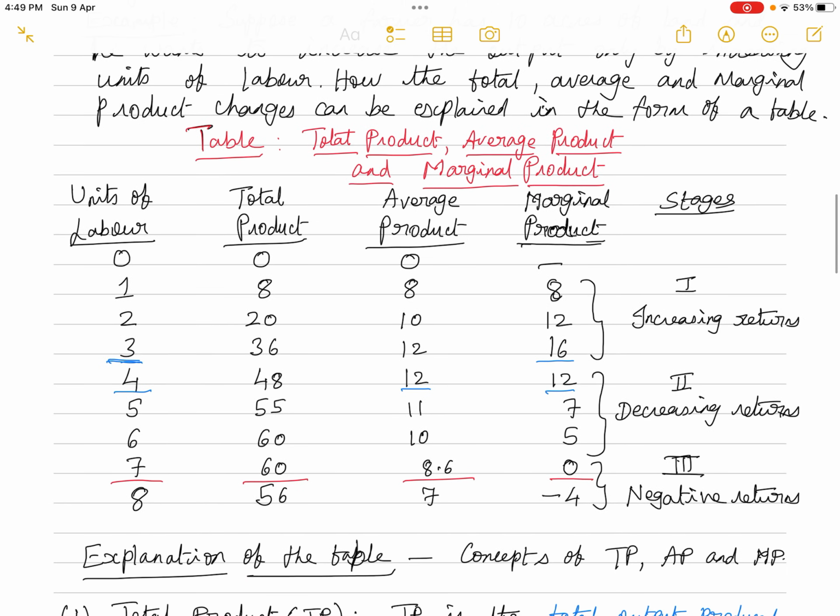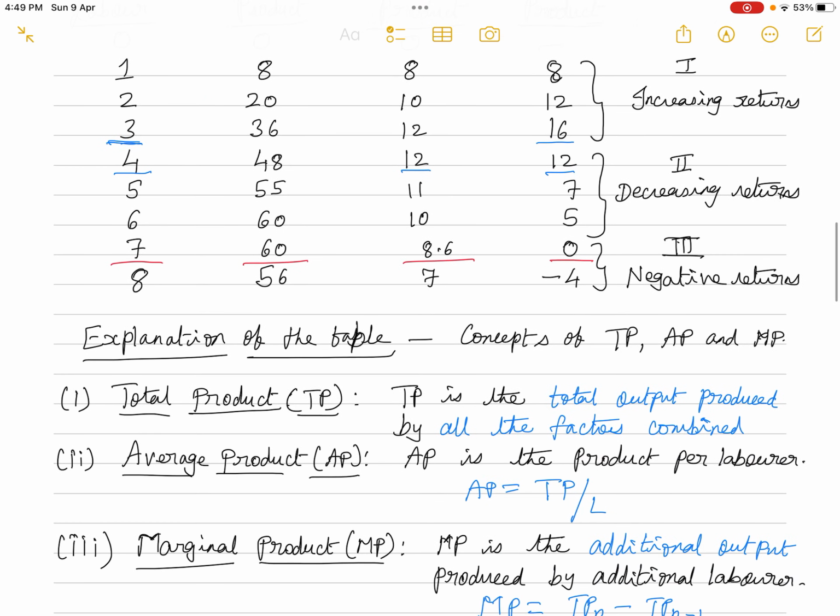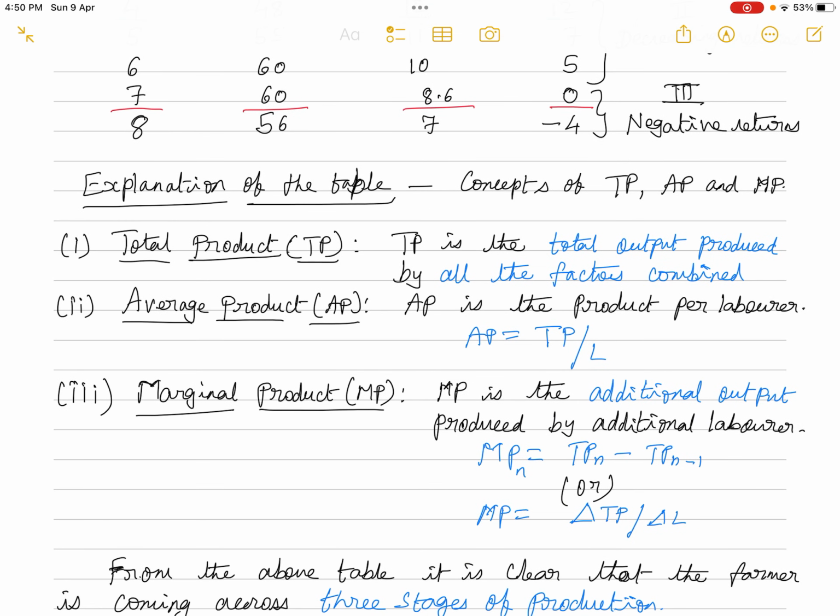The average product is the product per laborer. How do you arrive at the average product? The total product divided by the number of laborers. So if 2 laborers are employed and the total product happens to be 20, then 20 divided by 2 is 10. That is total product divided by number of laborers, the average product.